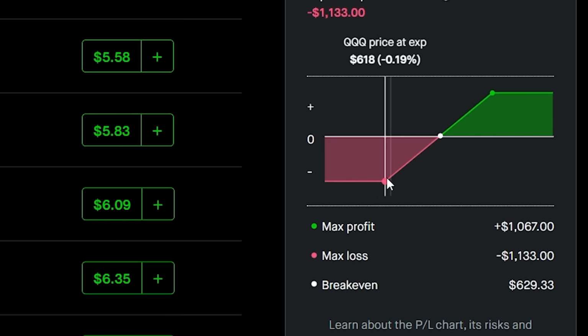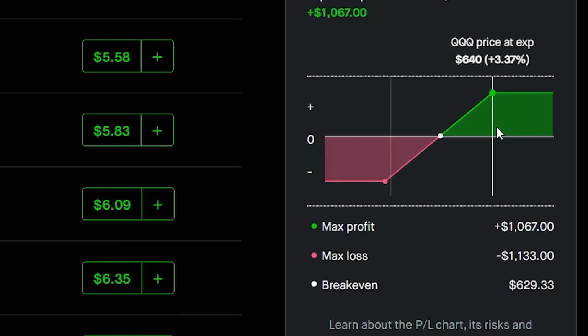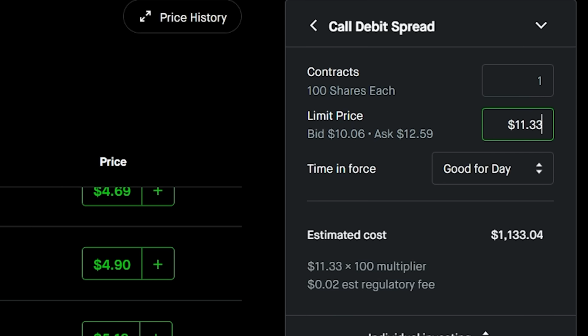Now, if the Qs continue to slide, well, you can see I can't lose any more than what I actually paid for this debit spread. So that's the good news. There is a defined risk. It's what you paid, and then your loss is capped, but it can go all the way up to the strike price that you selected. So for instance, if the Qs keep going past 640, I can't make any more money in this particular trade. So you do want to consider what you are looking at for the sold call, because that is going to be what caps you.